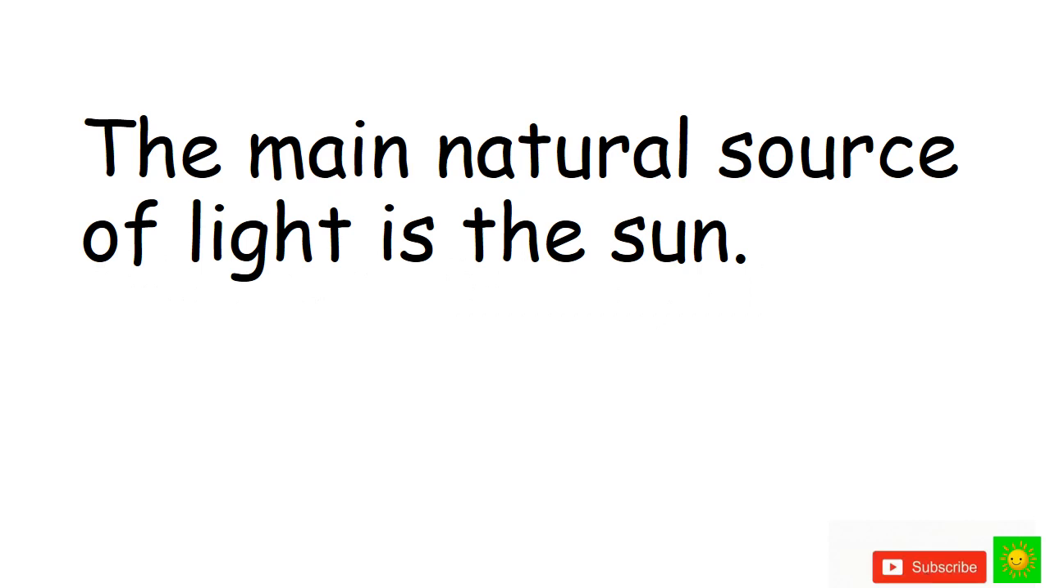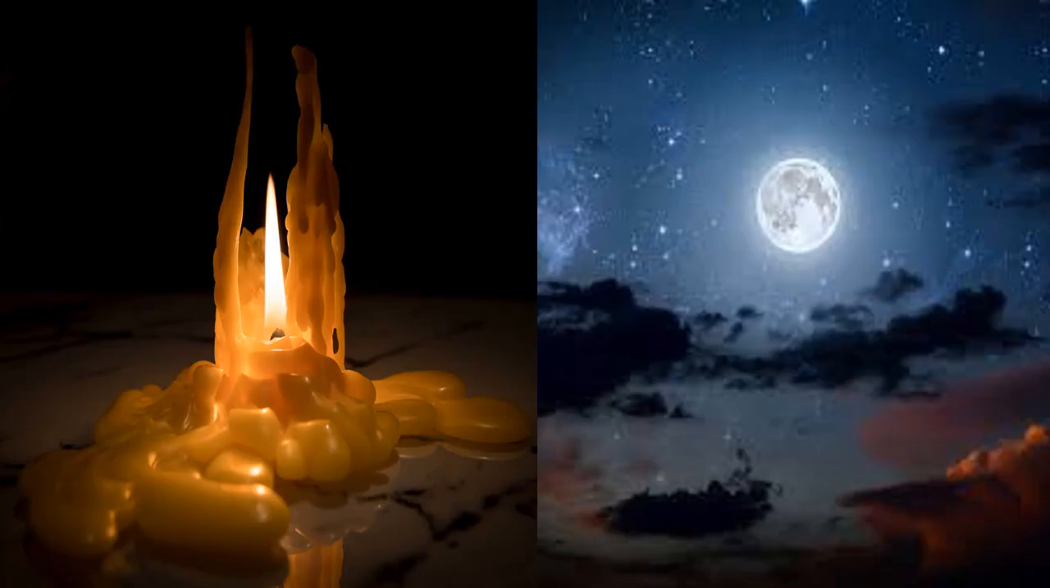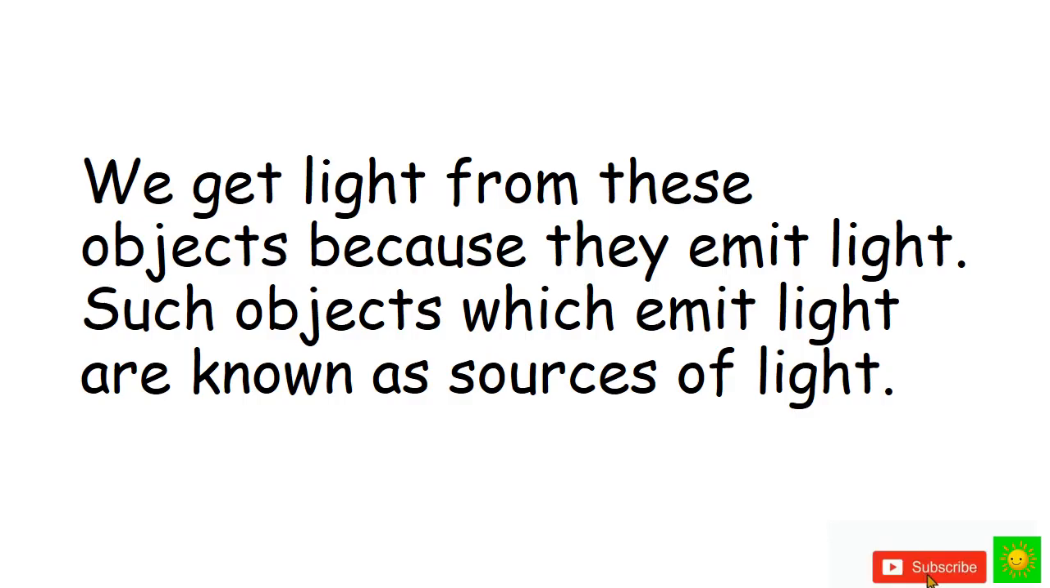Our next subtopic is sources of light. The main natural source of light is the sun. At night, we use bulbs, lamps, candles and other artificial sources to get light because there is no sunlight. Other than that, we get light even from the moon and stars at night. We get light from these objects because they emit light. Such objects which emit light are known as sources of light.